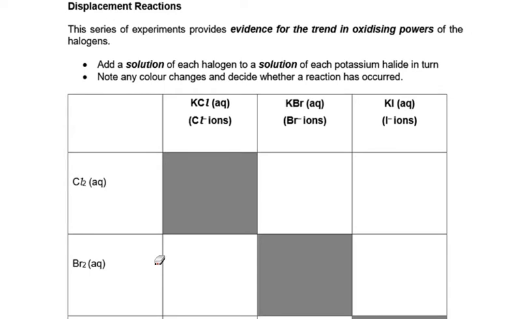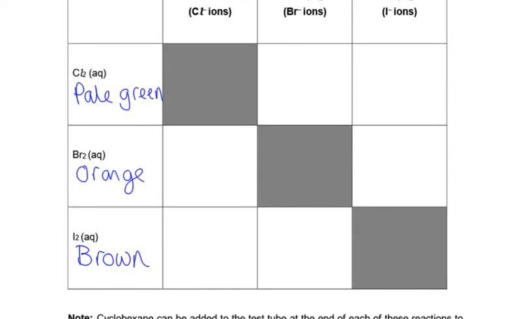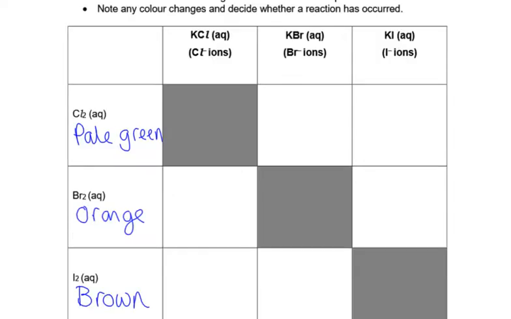You're not really changing anything there. Similarly with the bromine and the bromide, and the iodine and the iodide, there's not really going to be any displacement reactions happening there. So those are being blanked out in the middle. First I'm going to put on some of the observations that you'll see when you start. So the colour of the chlorine water is pale green, if you remember, orange for the bromine water, and iodine being a brown solution. So those are the ones that we've just looked at in the last video. The halide ions in solution will all be colourless.